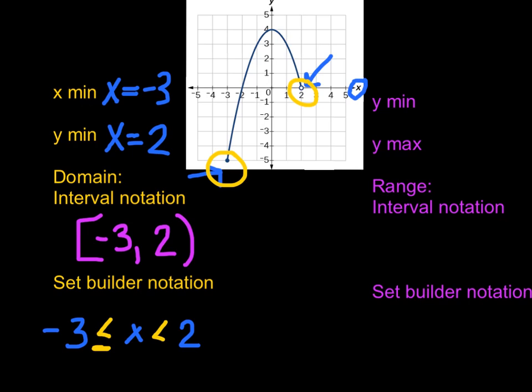Now for range, we're going to do the same thing with the y values. So this time I'm going to go to my y-axis, and I'm only focusing on those numbers. So I'm looking at the y-axis, and these are my only options for numbers.